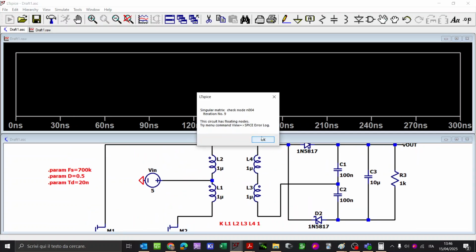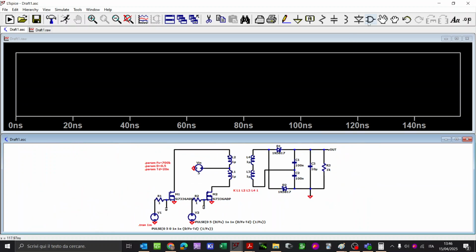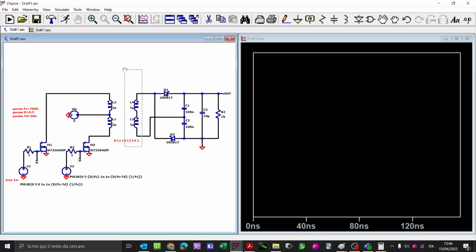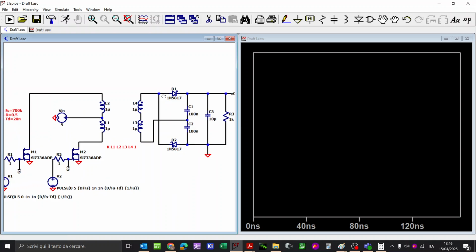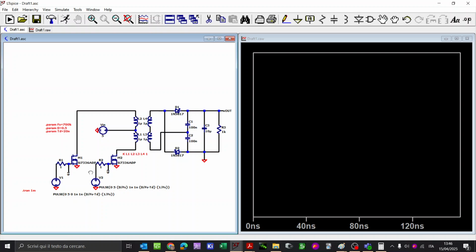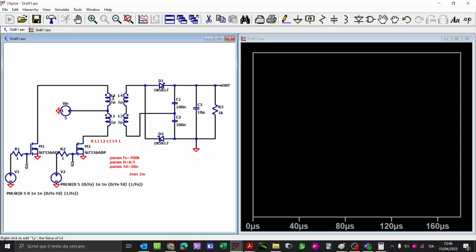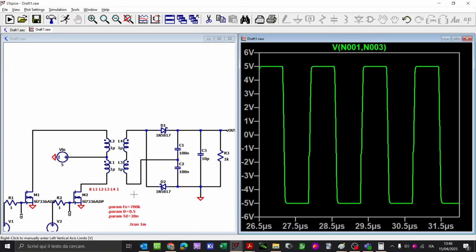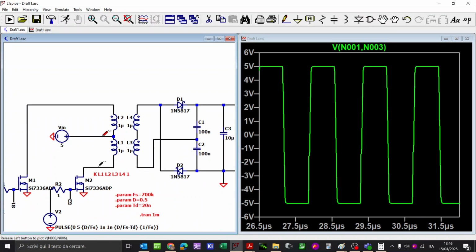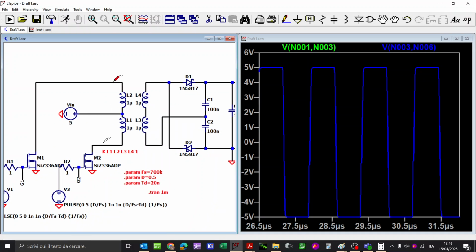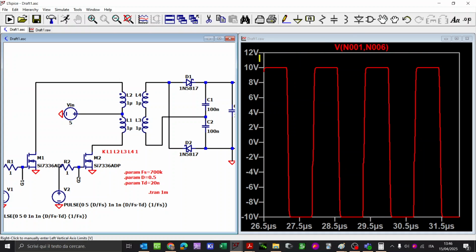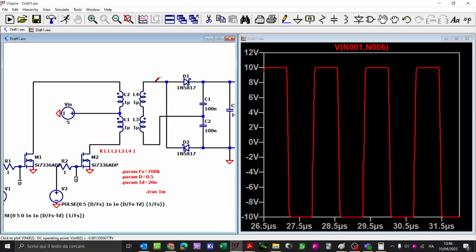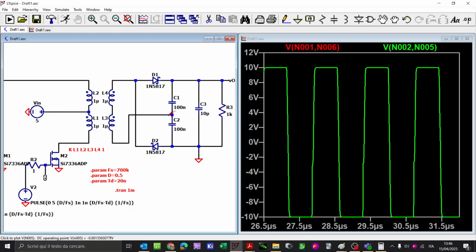Oh, sorry, I forgot the ground. So let's run the simulation. First, let's analyze each inductor. And as you can see, each inductor on the primary is stimulated between 5 and minus 5 volts. And this is correct. Otherwise, it would saturate. So, at the top of this, we have plus and minus double Vin. At the secondary side, we have the same. That's good.